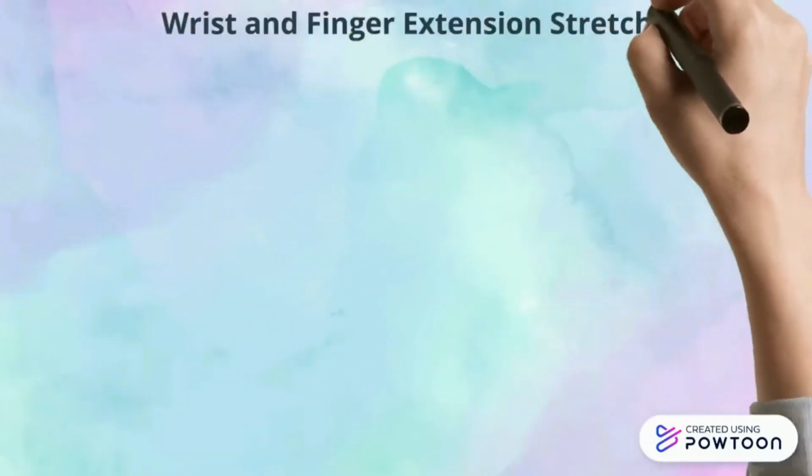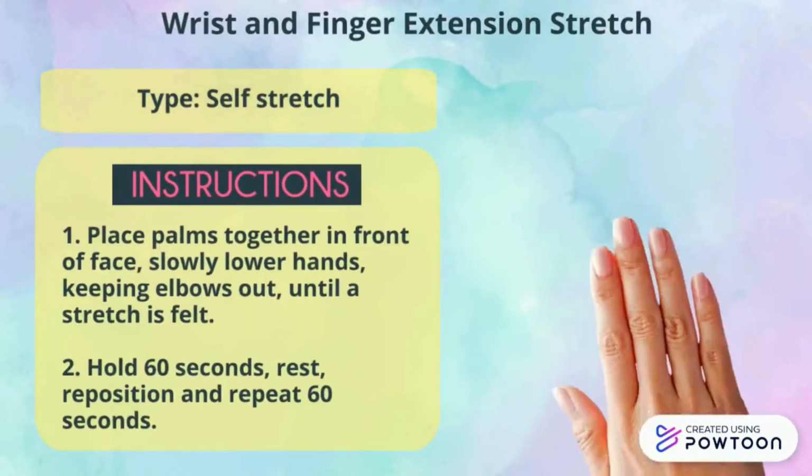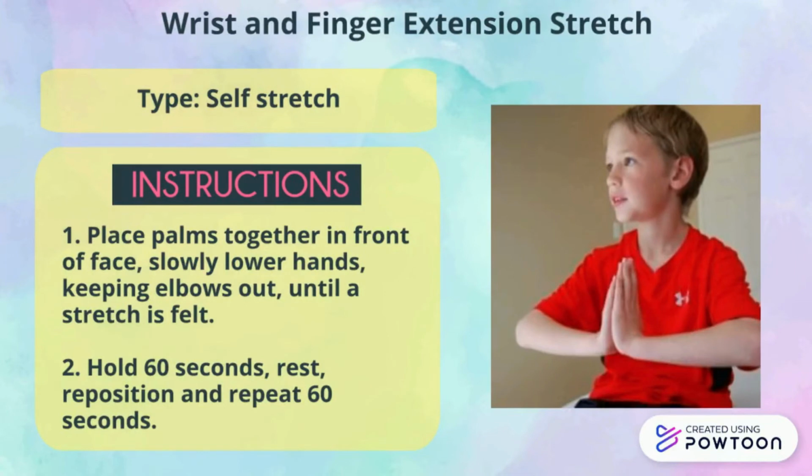Lastly, for wrist and finger extension stretch, it is a self-stretch. For instruction, firstly, place palms together in front of the face, slowly lower the hands, keeping elbows out until a stretch is felt. Then, hold for 60 seconds, rest, reposition and repeat 60 seconds again.